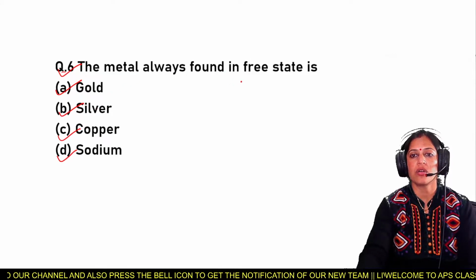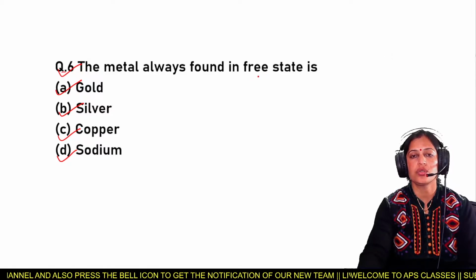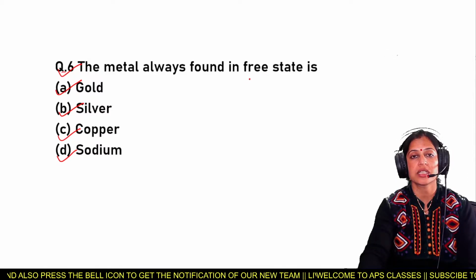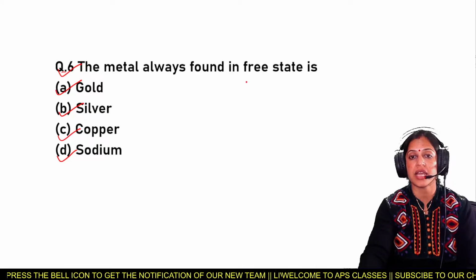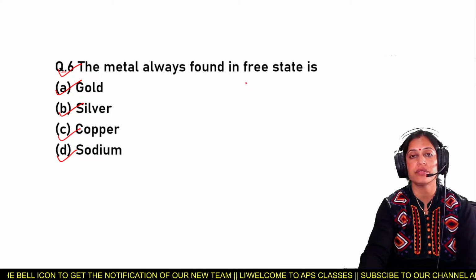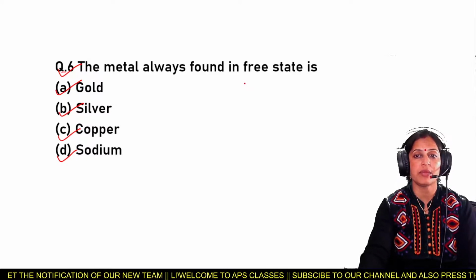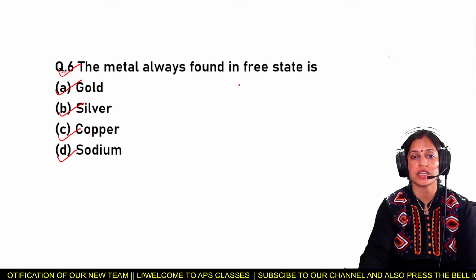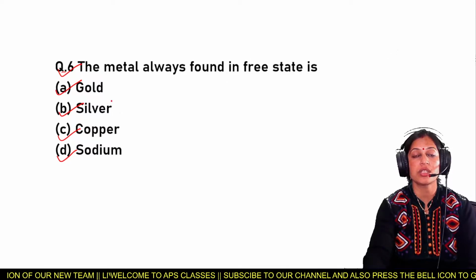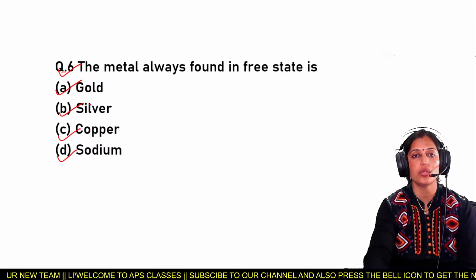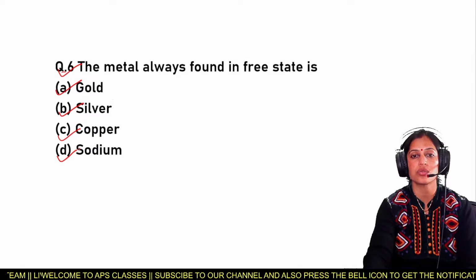The metals that are always found in the free state. The metal that is less reactive is easily found in the free state. So out of these metals, gold, silver, copper, and sodium, which is found in the free state?